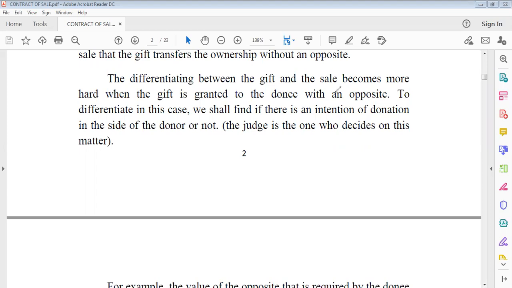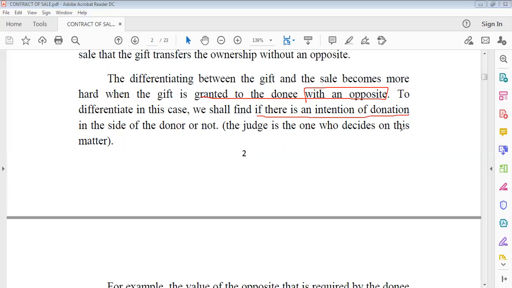So it becomes more and more hard when the gift is granted to the donee with an opposite. Simply because if there is an opposite, someone would say that it is no longer a contract of gift. It is actually a contract of sale, right? Simply because there is an opposite. Well, to differentiate in this case, we shall find if there is the intention of donation.